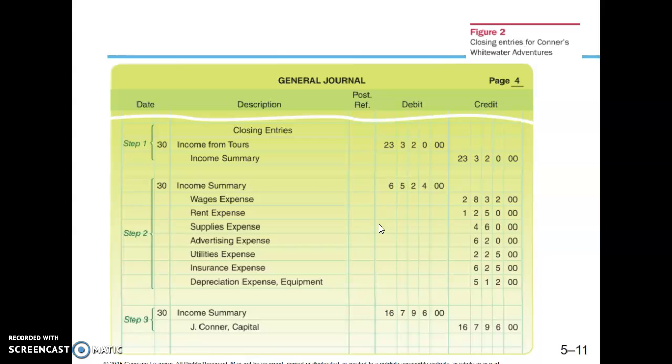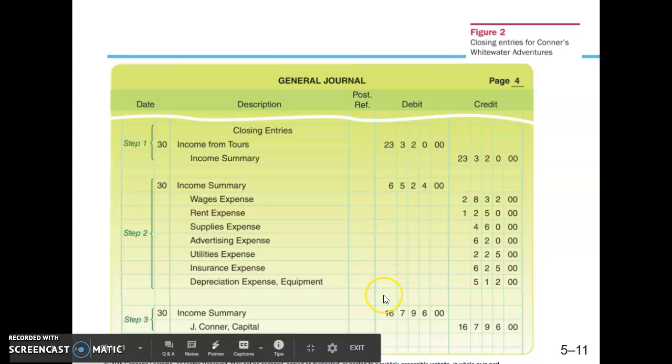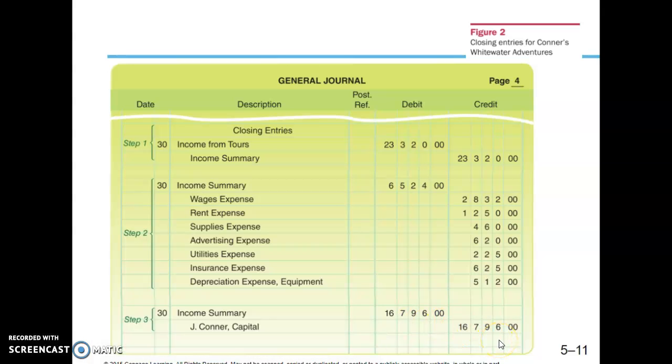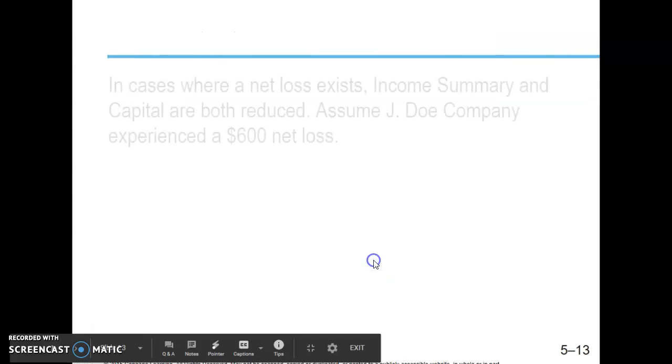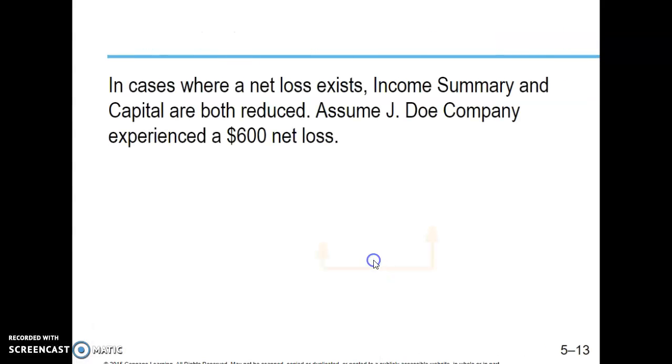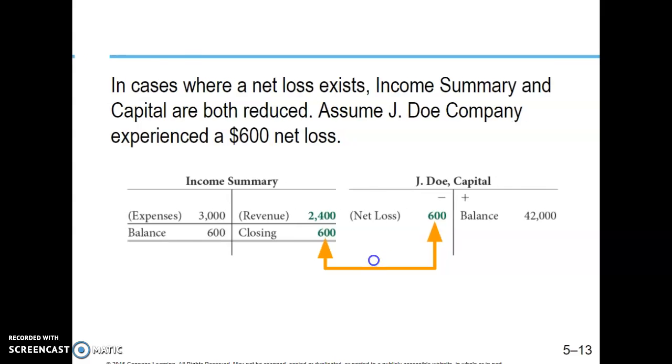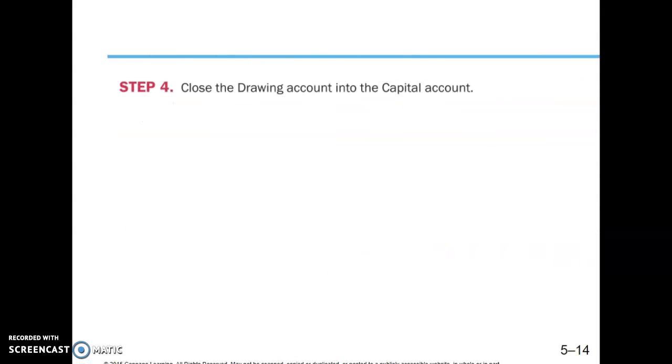Okay, step number 3. When you look at your worksheet, what you're going to find is this was our net income. So from that little spot on your worksheet, you're going to go down and see if you had a net income or a net loss. In this instance, we had a net income. So we put it into our income summary. And then we credit our capital. So when we post this, it's going to make our capital bigger. I'm going to skip through some of this here. I don't want to confuse you.